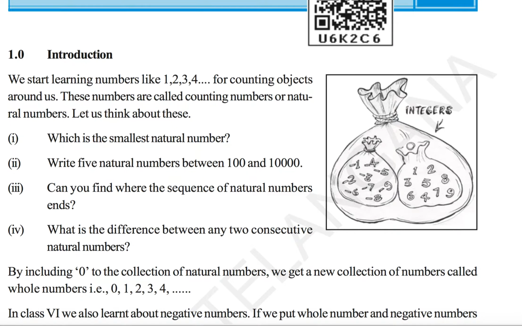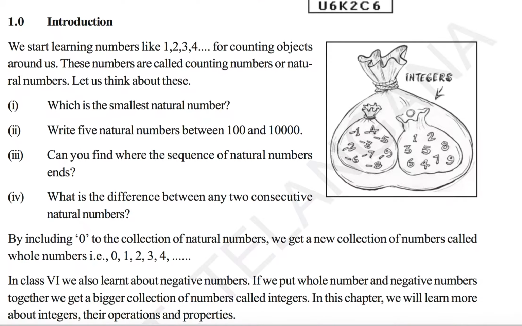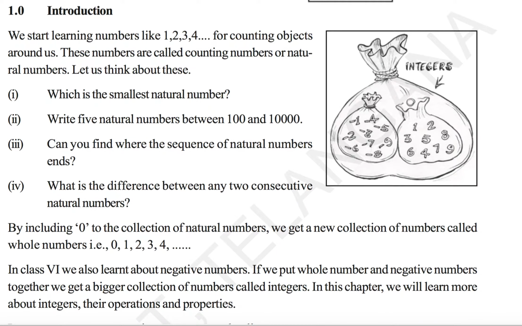We start learning numbers like 1, 2, 3, 4 for counting objects around us. These numbers are called counting numbers or natural numbers. Let us think about these. Which is the smallest natural number? 1. Obviously we start counting from 1, any object, right? Write 5 natural numbers between 100 and 1000. 500, 1000, 2000, 3000, 4000. You can state 5000 as well.